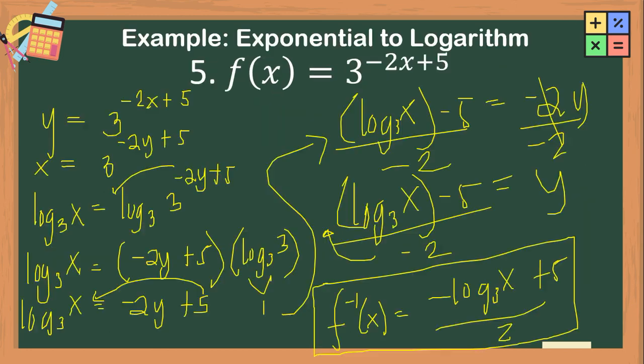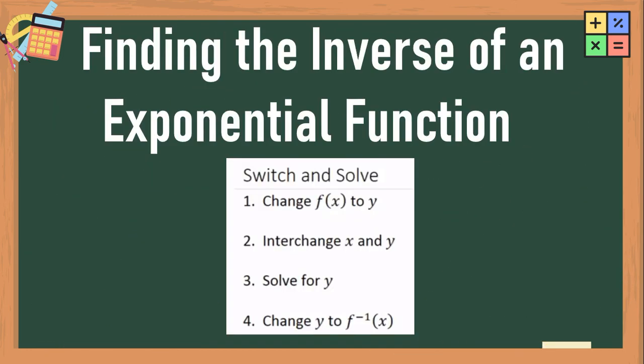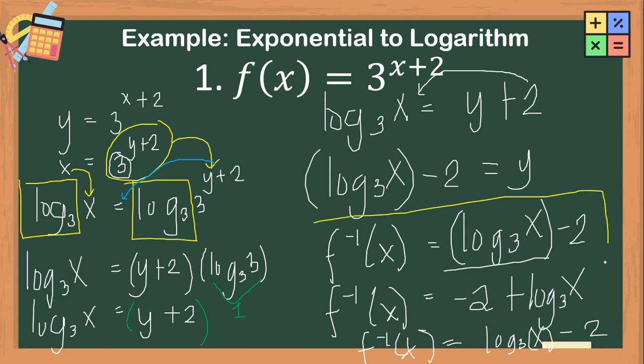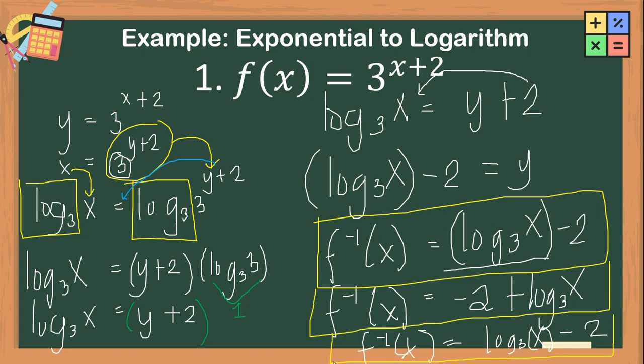Parang yung ginawa natin, yung pinakita ko. Ito yun, Miss Devera. Kita mo na, ha? Ito yung tatlong way on how to solve. Meron tayong final answer. Pwedeng log x with a base of 3 minus 2. Or yung negative 2, ilagay mo sa harap. Magiging negative 2 plus log x with a base of 3. Or log x with a base of 3, nakaparenthesis yung x, minus 2. Pwede po yan. Alright? Clear po ba tayo?